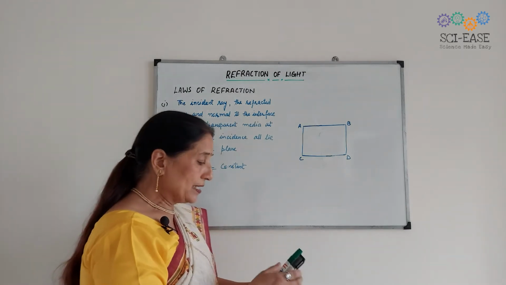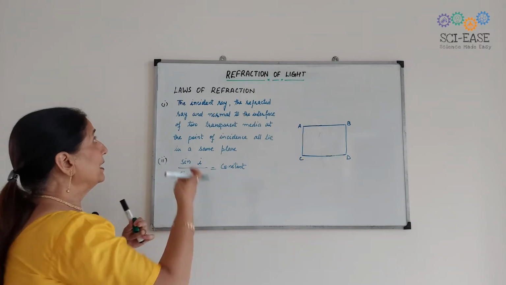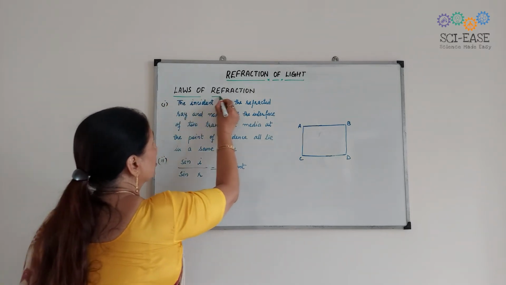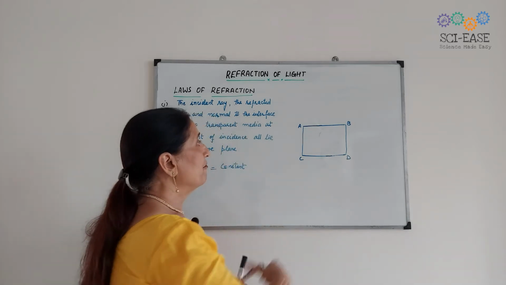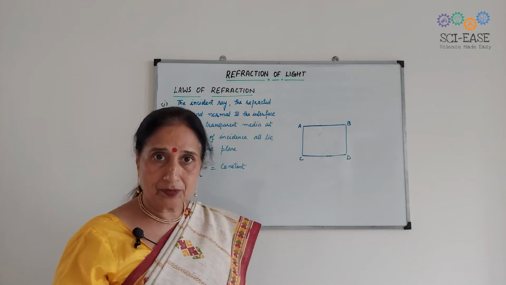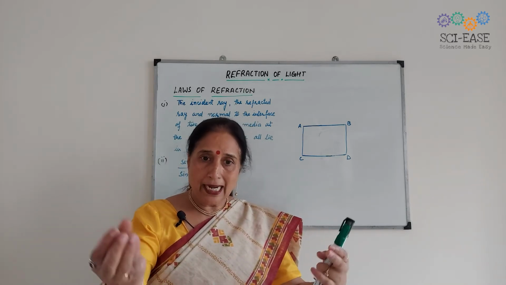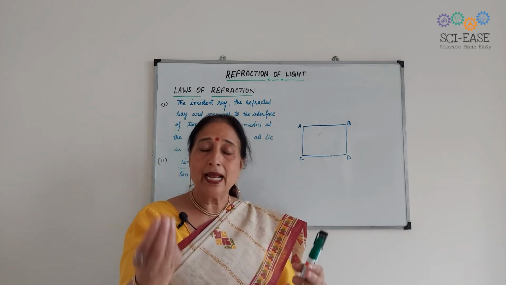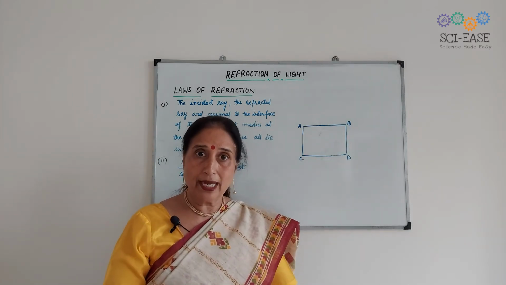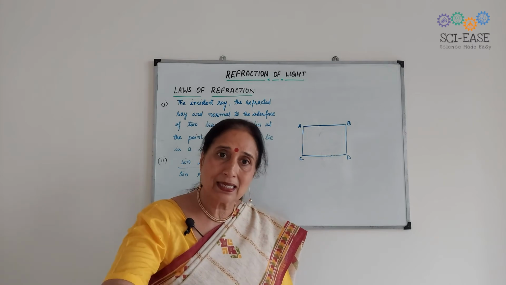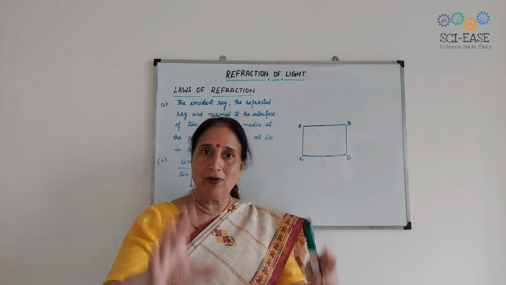Now next is refraction through a glass slab. Here there are two laws of refraction which we will deduce just now. We take a glass slab, take cardboard and one plain sheet of bigger size, and place this glass slab over the white paper.